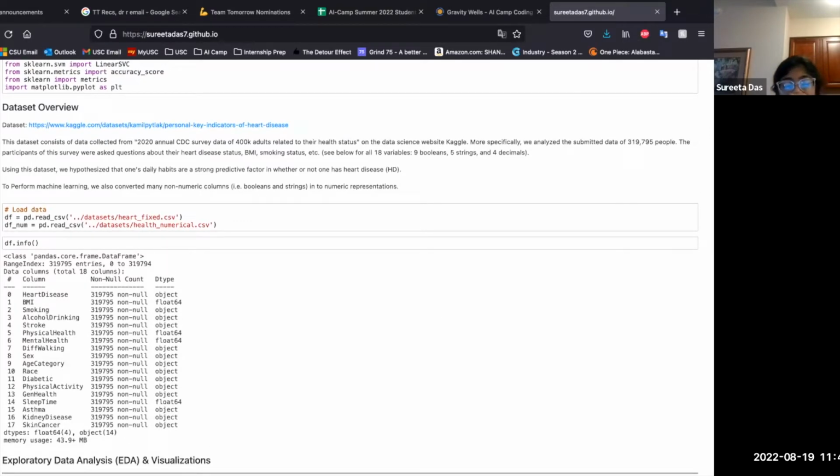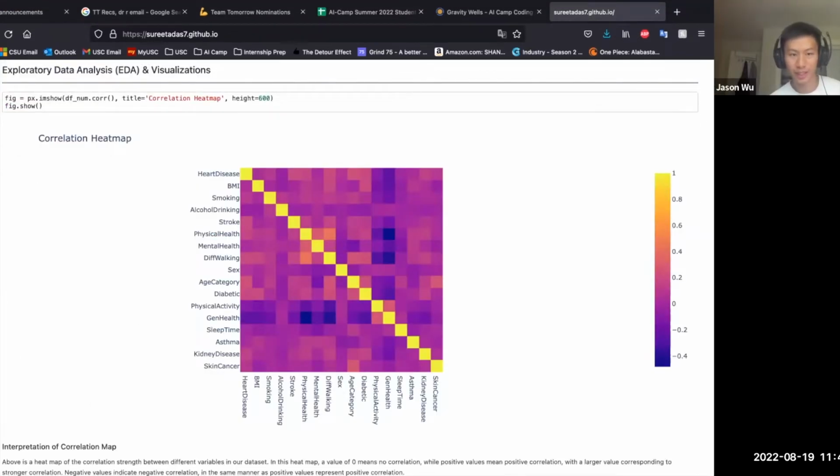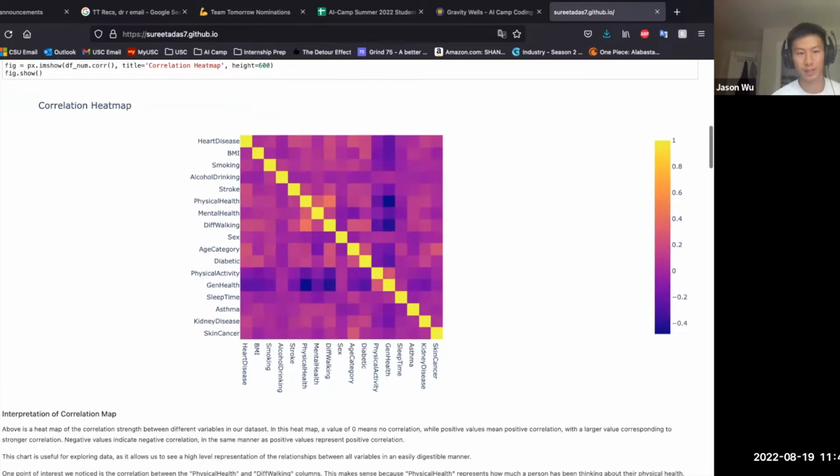From this data set, we hypothesized that a person's daily habits and features strongly affect whether or not a person develops heart disease. Furthermore, to conduct machine learning, we stored categorical values and converted them to numerical representation. After we grabbed our data set from Kaggle, we converted it into Python as a CSV file, and we created some visualizations using the Plotly Express library.